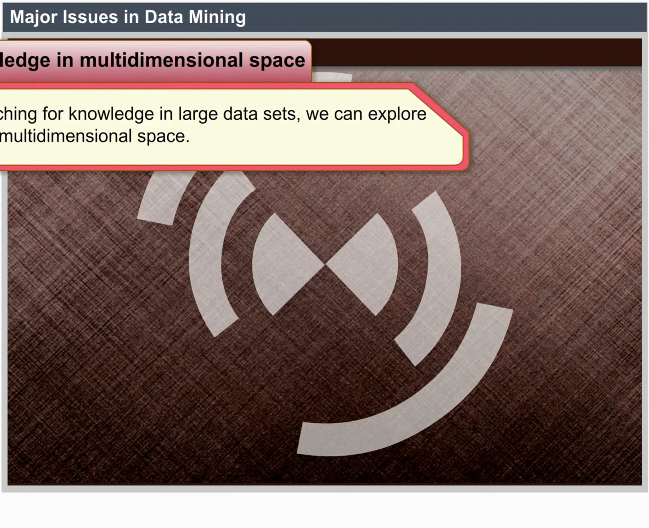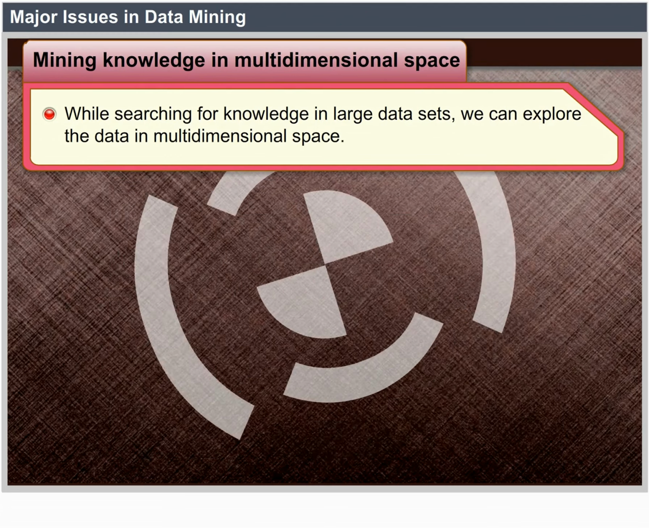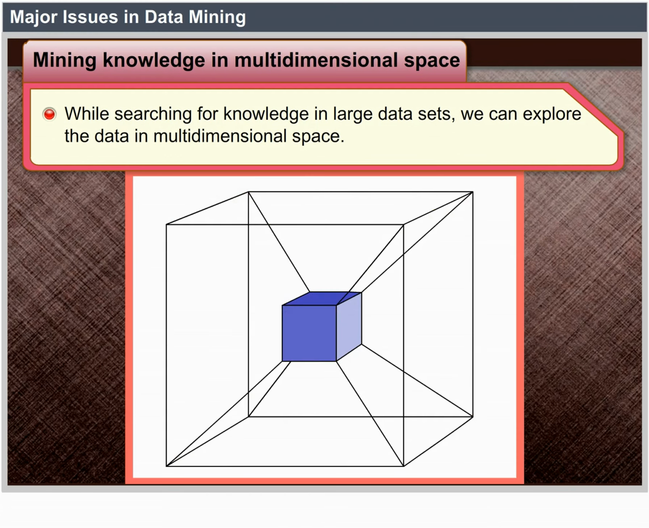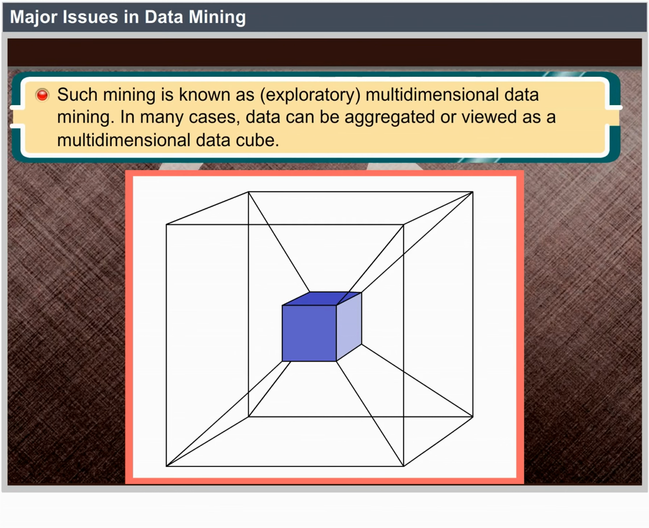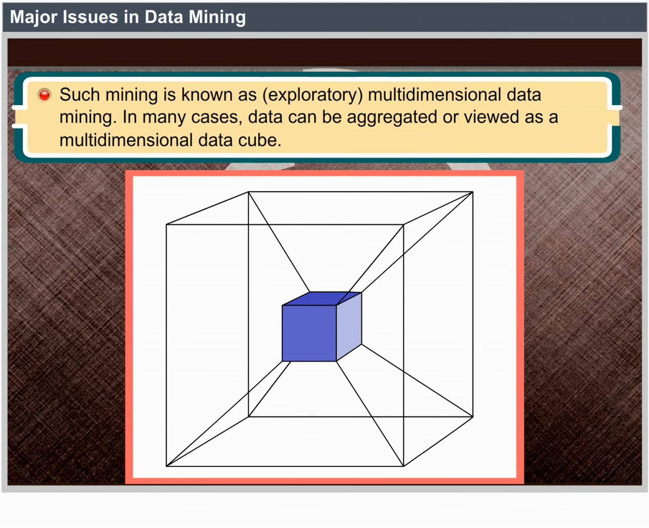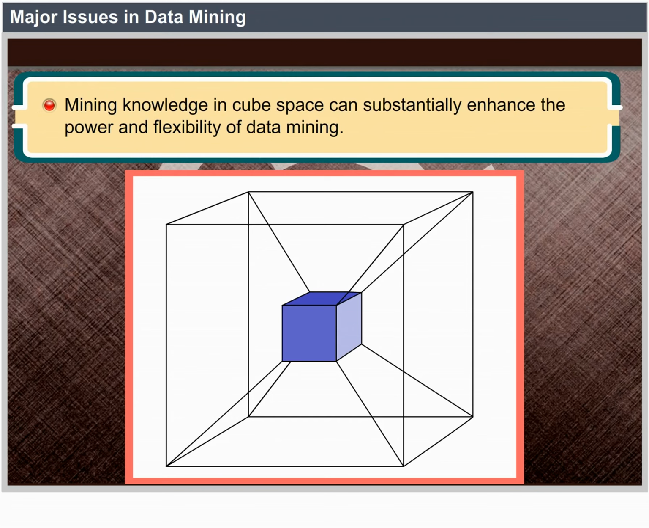Mining knowledge in multidimensional space. When searching for knowledge in large data sets, we can explore the data in multidimensional space. That is, we can search for interesting patterns among combinations of dimensions, attributes, at varying levels of abstraction. Such mining is known as exploratory multidimensional data mining. In many cases, data can be aggregated or viewed as a multidimensional data cube. Mining knowledge in cube space can substantially enhance the power and flexibility of data mining.